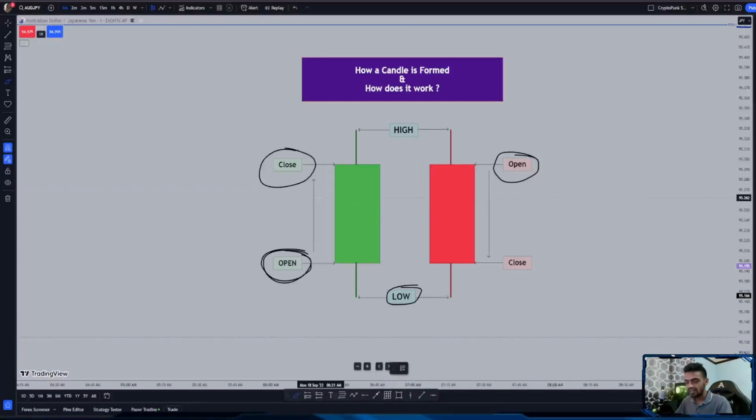So as I said, the high and the closing price can be the same, or the low and the opening price can be the same. Similarly, the opposite for a red candle, because the red candle represents price going from a higher price level towards a lower price level.